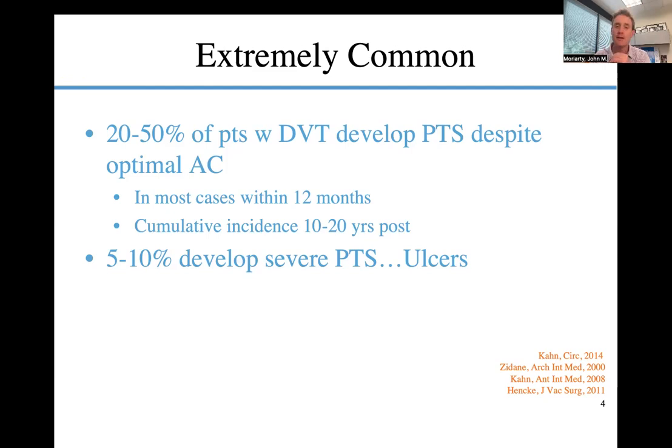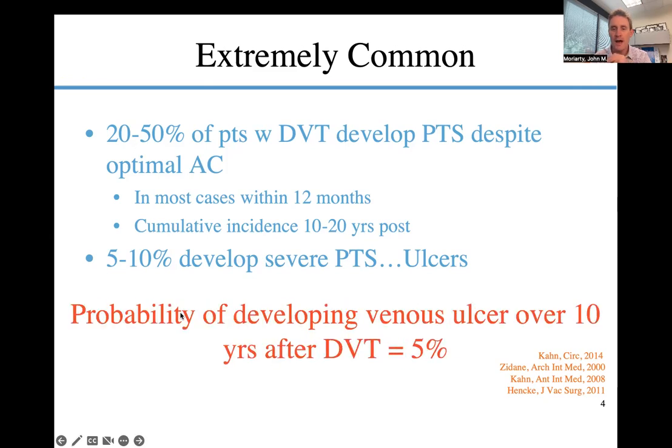However, if you have those symptoms by the first year, they can get worse over time. Of all the people who have post-thrombotic syndrome, somewhere in the range of 5 to 10% may go on to develop an ulcer. So if you take all comers who have a DVT, the probability of developing a venous ulcer, now and again, there's big ones and small ones, over 10 years is in the range of 5%. This is a very high number, and a number that a lot of doctors don't recognize.